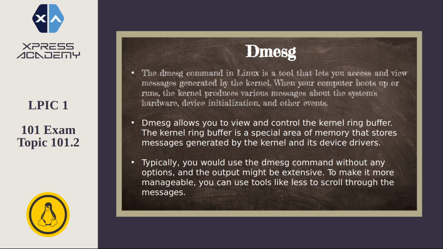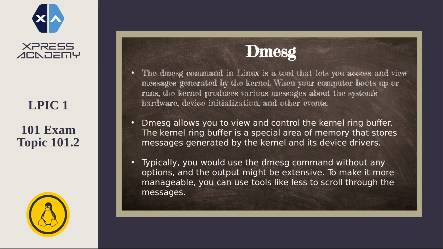These messages can provide valuable information about the system's hardware, software, and overall health. When you run the dmesg command in the terminal, it shows you these kernel messages. It provides a snapshot of recent events, making it useful for troubleshooting and understanding what's happening under the hood of your Linux system. For instance, if you connect the USB device, the kernel might produce a message in the dmesg output indicating the detection of a new hardware. Similarly, if there are errors or warnings related to the hardware or device drivers, they will be displayed.